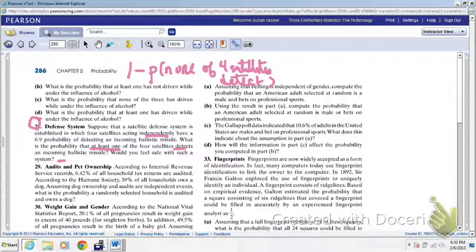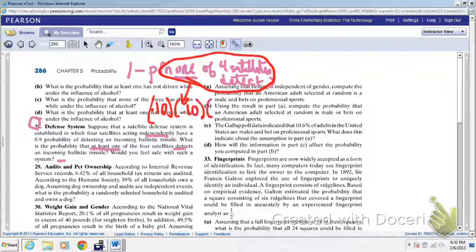How do you do that? Let's focus first on the probability that none of the 4 satellites detect the missile. If you've got a 90% chance of detecting the missile, then you've got a 10% chance of not detecting the missile. So if I zoom in on calculating the chance that none of the 4 satellites detect the missile, I'm basically taking 0.10 times 0.10 times 0.10 times 0.10. That's 0.10 to the 4th power.